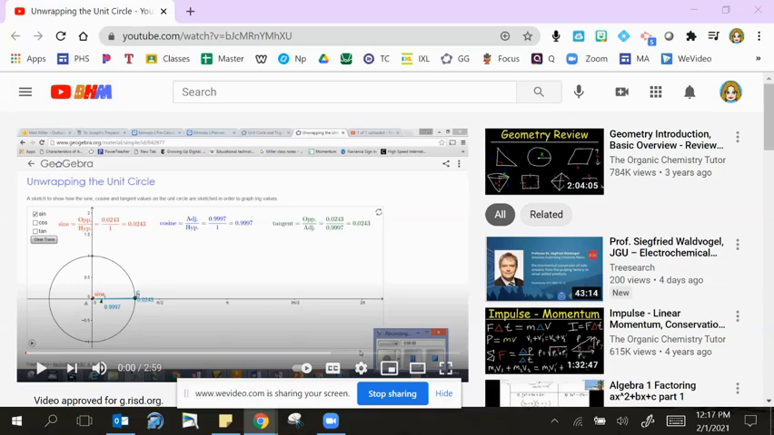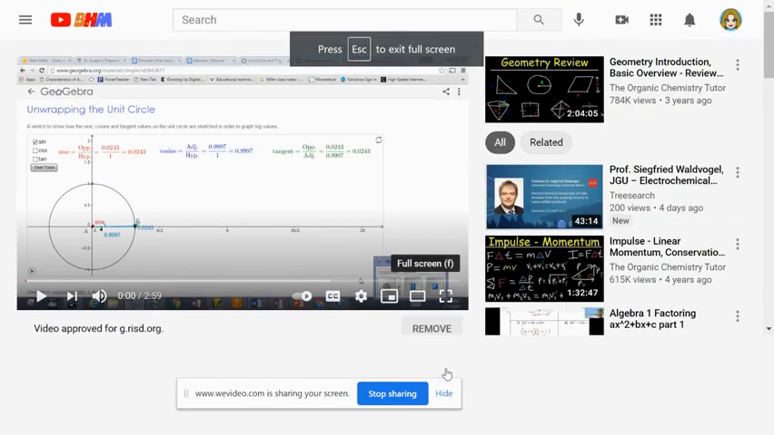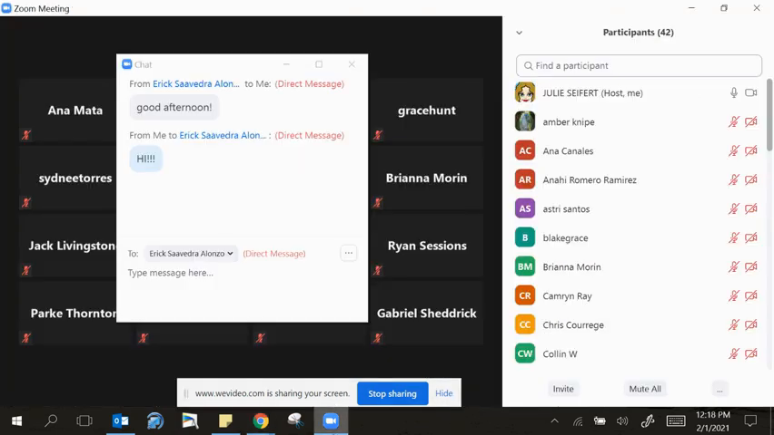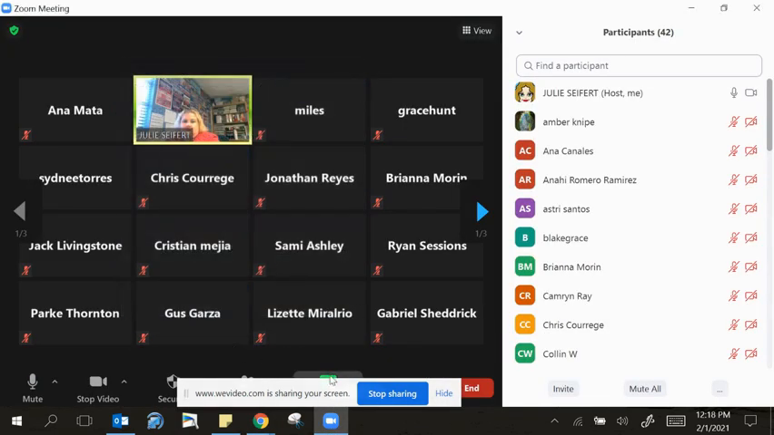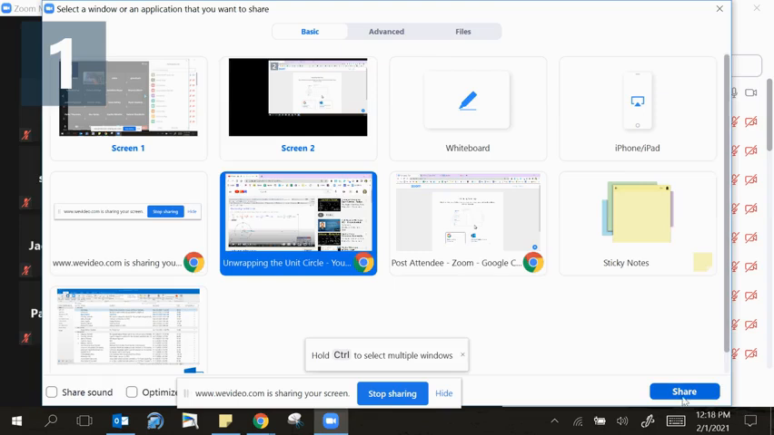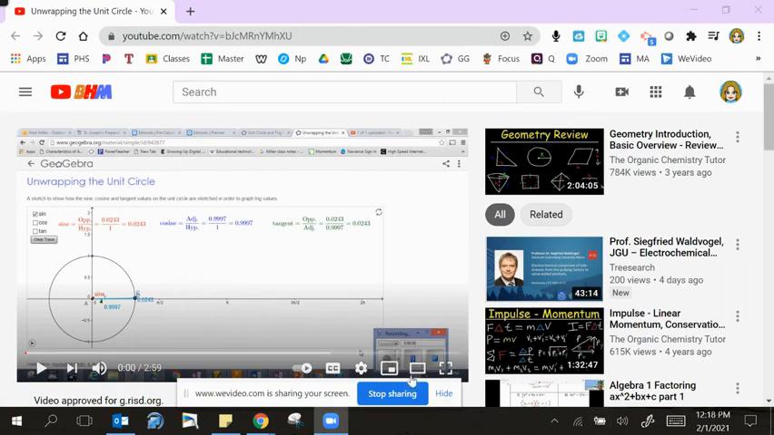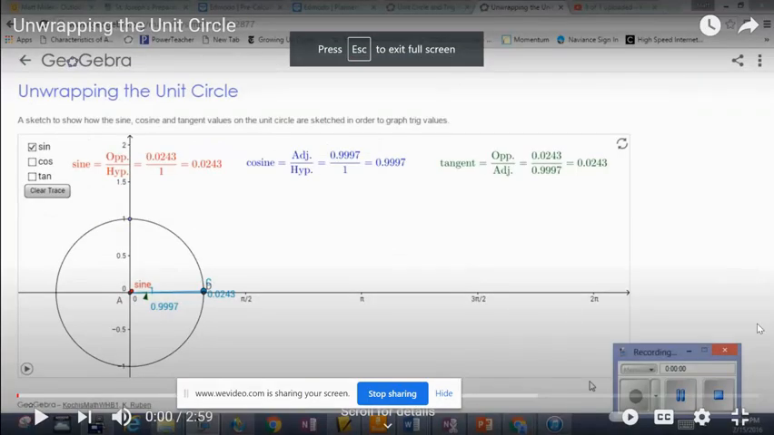So today we are going to start looking at how to graph trig functions. And we're going to start with a little video that explains where some of these points come from. All right, this will explain where some of the points come from on the graph.